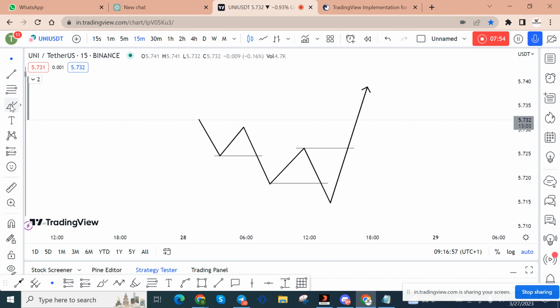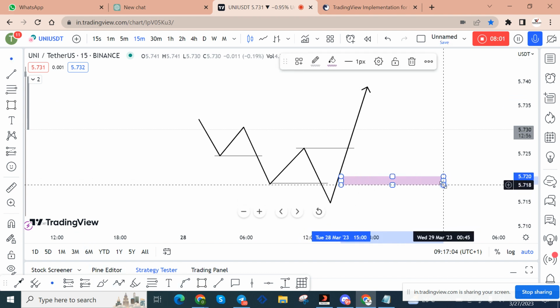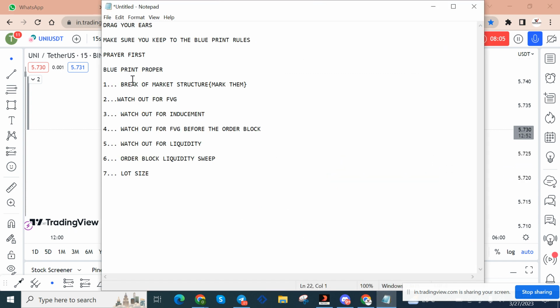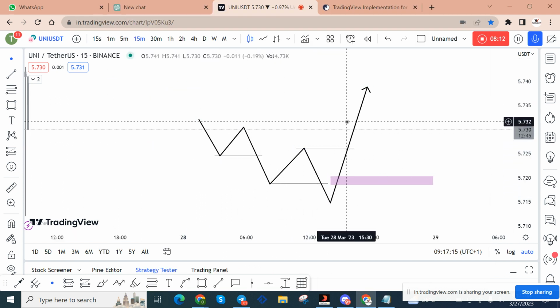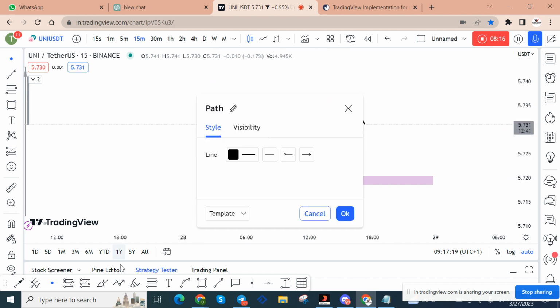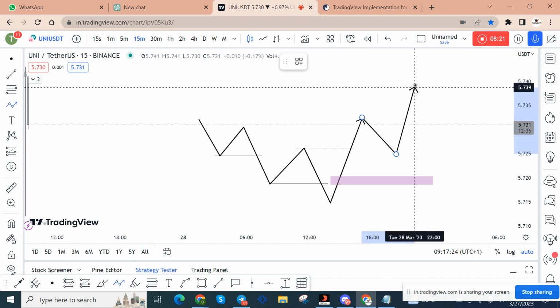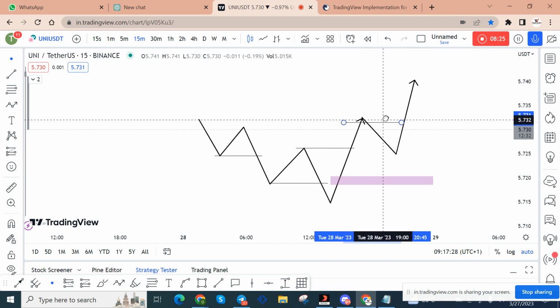So what we are going to be looking out for is something like this, price coming back to the order block. So the first thing in our blueprint is what? Break of market structure, which we are trying to do. You have a downtrend, then we have an uptrend trying to form. This is not an uptrend. The only point this becomes an uptrend is when you now have the second break of market structure. And so you have something like this.